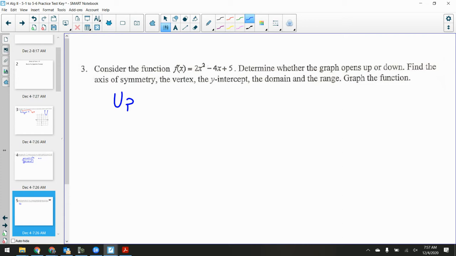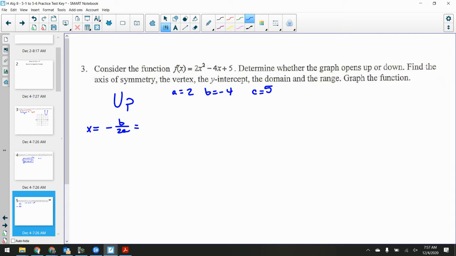Find the axis of symmetry. Now remember, for something in standard form, it's negative b over 2a. X equals negative b over 2a. My A value is 2. My B value is -4. Make sure you write it as a -4. And my C value is +5. Sorry.